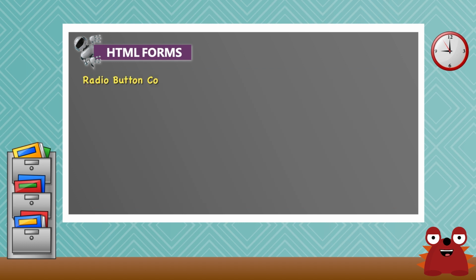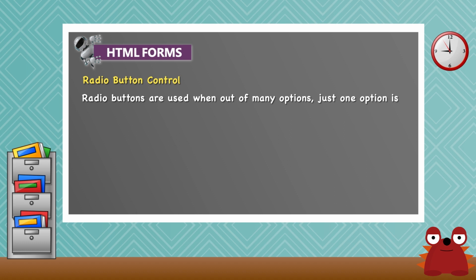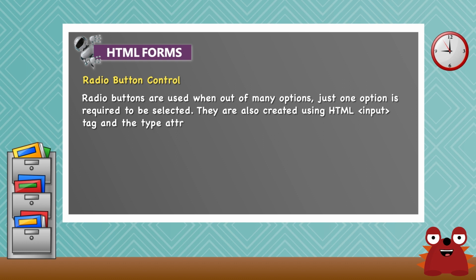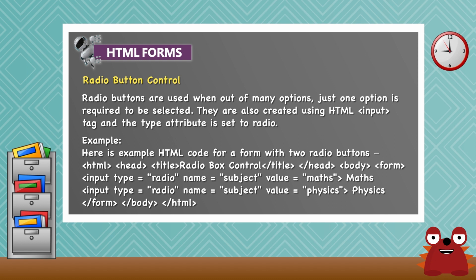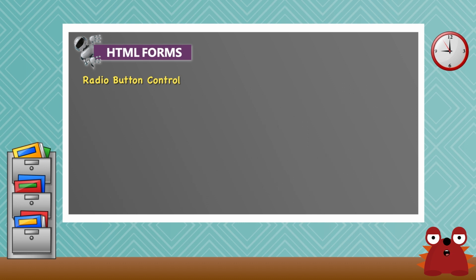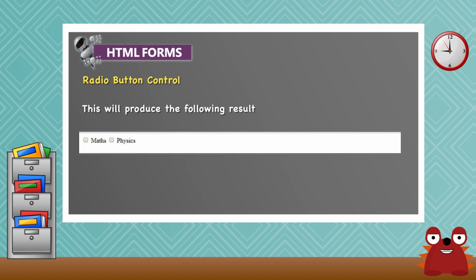Moving on to radio button control. Radio buttons are used when out of many options, just one option is required to be selected. They are also created using the HTML input tag, and the type attribute is set to radio. Here is an example HTML code for a form with 2 radio buttons. This will produce the following result.